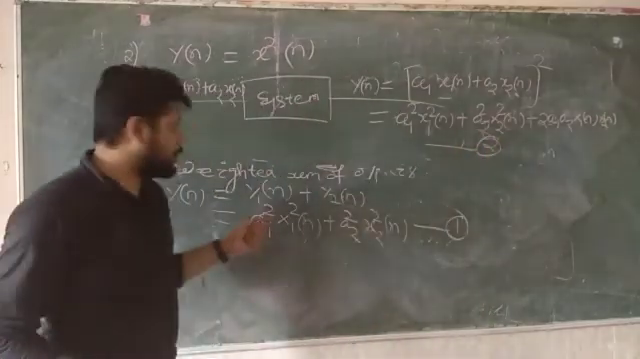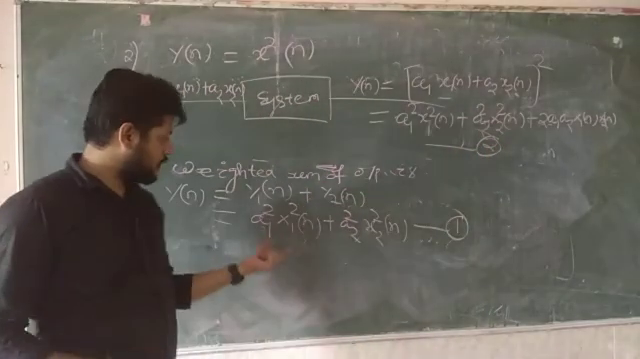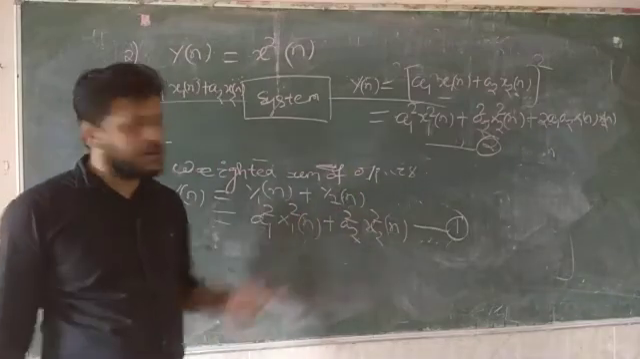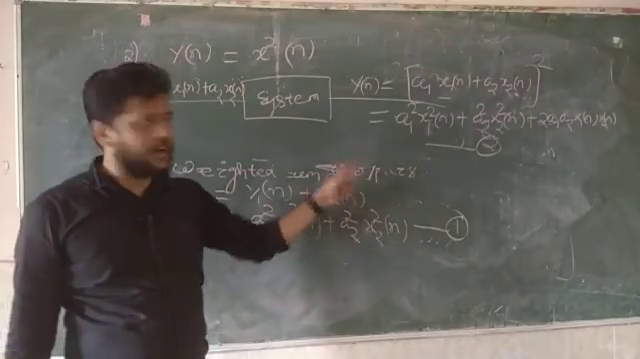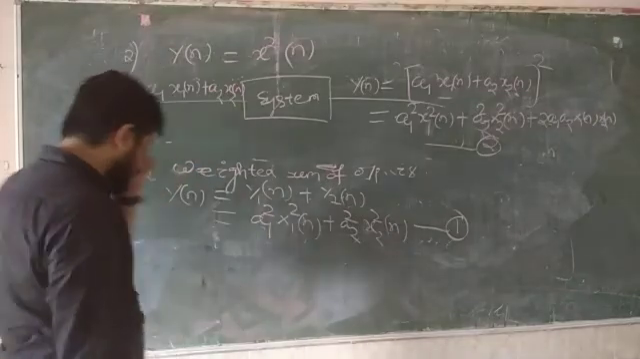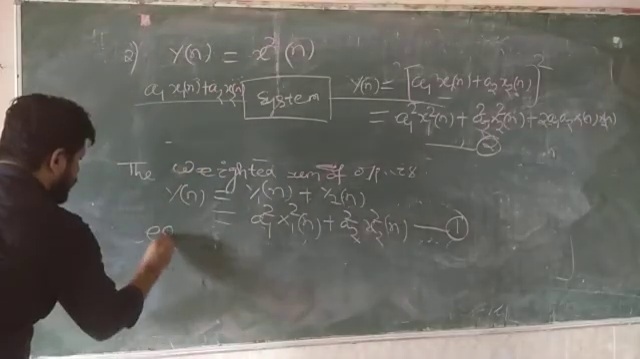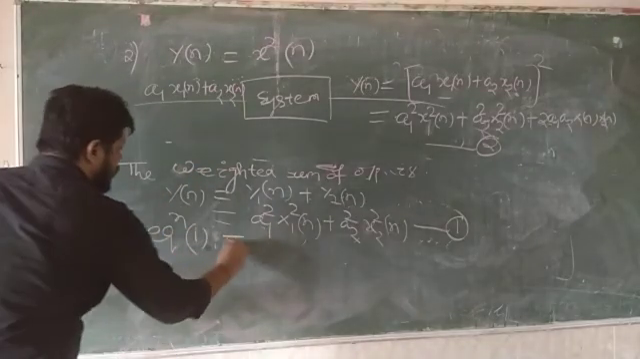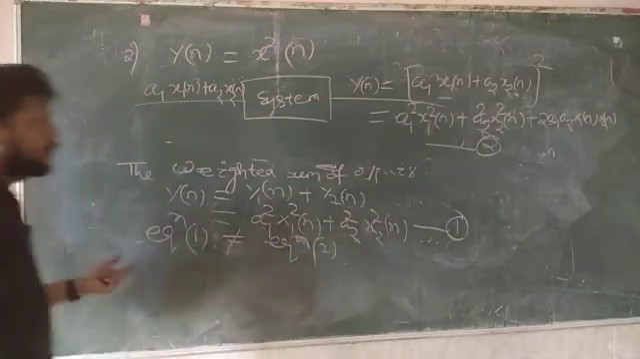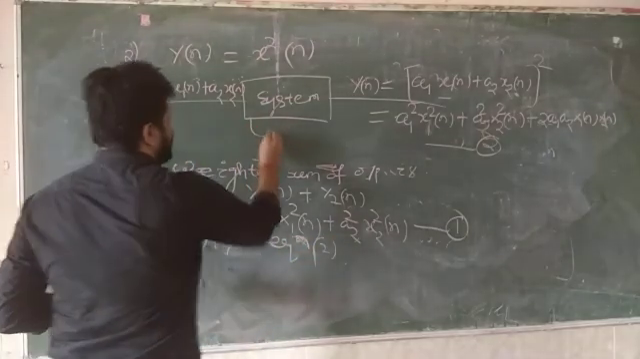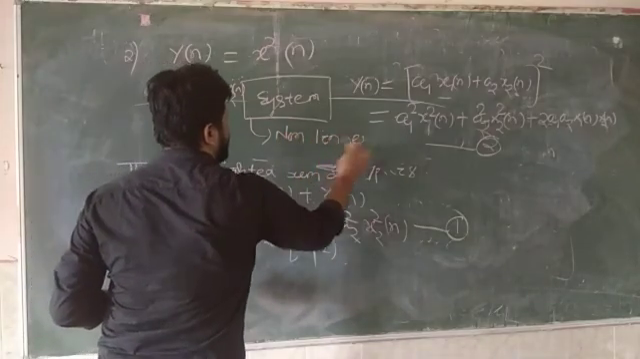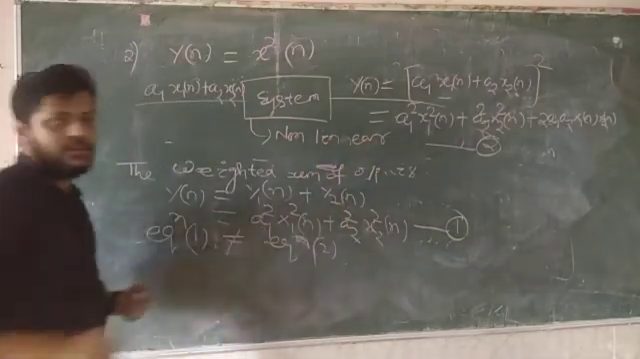From this we can verify that equation 1 and equation 2 are not equal. In equation 1 we get a1 squared x1 squared [n] plus a2 squared x2 squared [n], and in equation 2 we get the same terms and an additional term, that is 2 a1 a2 x1[n] x2[n]. We can see that equation 1 is not equal to equation 2. Hence, obviously, this system is a non-linear system.